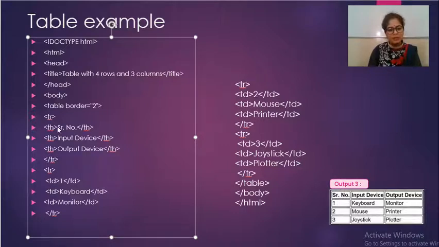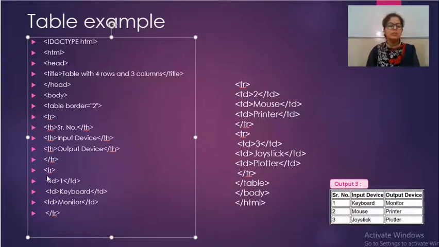So see students, in the first row I have used the th tag. You can also use the td tag, it is your choice. The td tag is simply used to enter data into the cell, whereas the th tag is used to enter headers into the cell. In the first row we have entered information with headers, that's why we have used the th tag. Now I want to use the td tag.